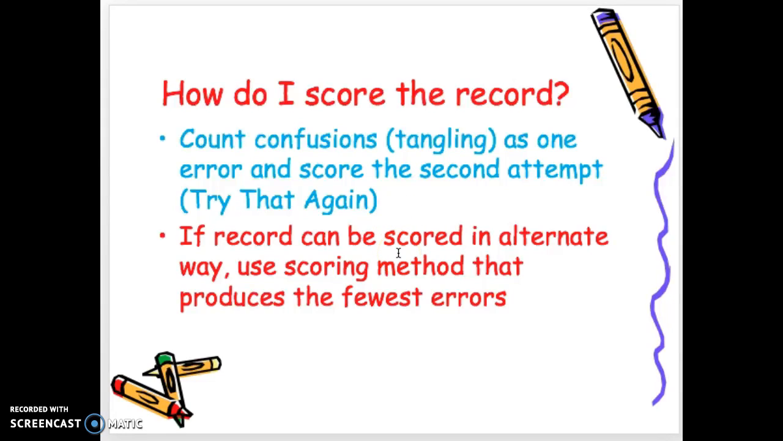If the record can be scored in an alternate way, use the scoring method that produces the fewest errors. So if you were to score a confusion as three separate errors, but it gives fewer errors by scoring it as one, then score it as one.